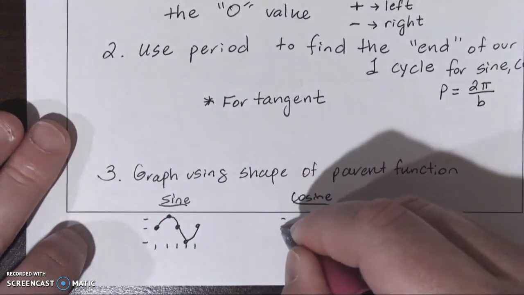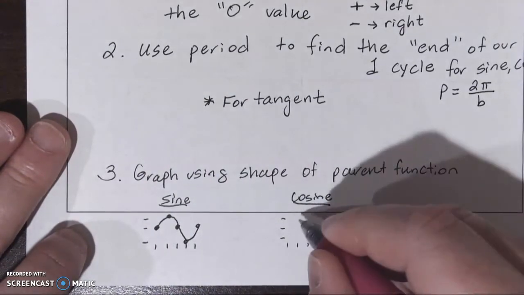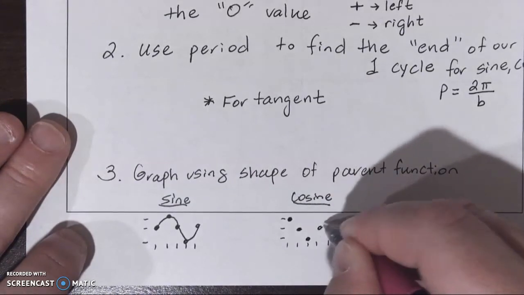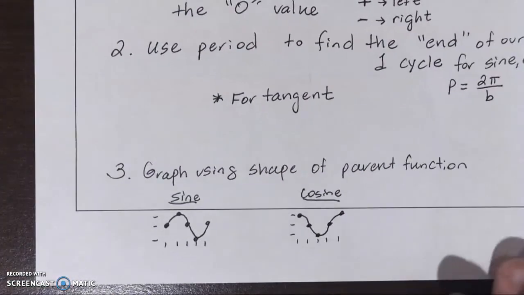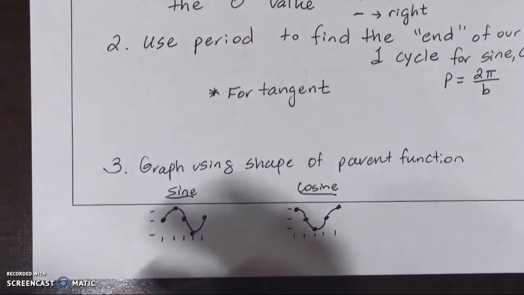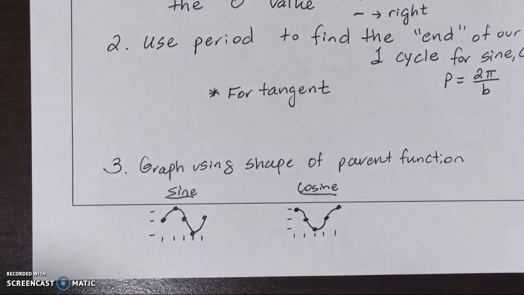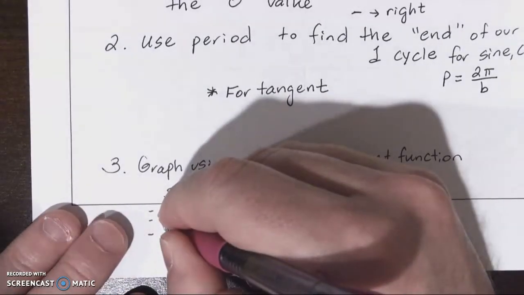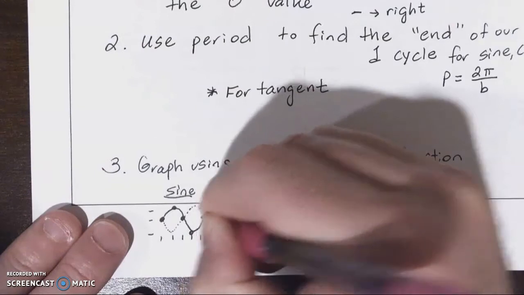For cosine, we have 3 y values, we have 5 x values. Cosine starts at the top, middle, bottom, middle, top. Okay. A negative sign in front of these would be a reflection. If the a value is negative, it would reflect sine. It would go middle, bottom, middle, top, bottom.